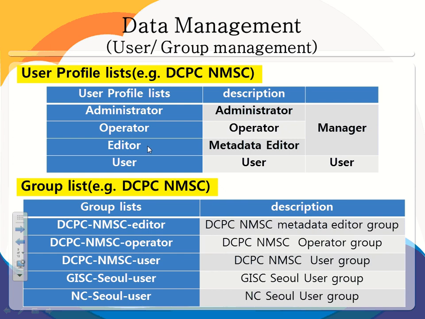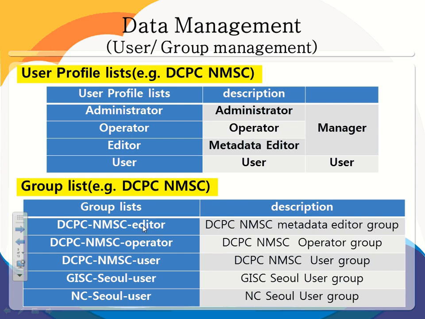So I can edit the metadata if I have the privilege of editor. Those three are the manager group, and the other one is the user group. So the KMA specialized the categorized four user profile lists. The other one is the group list. We can categorize with some grouping.